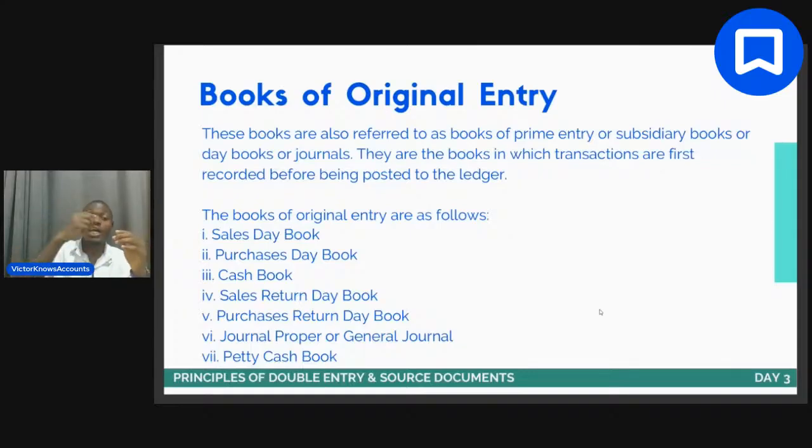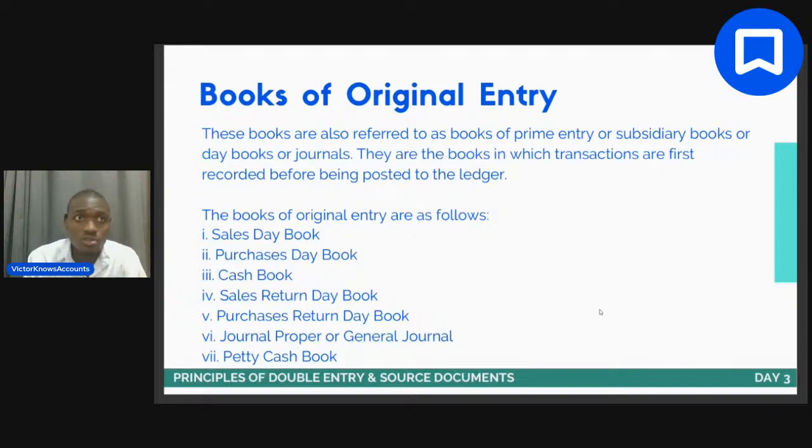Receipt. Whether receipts that were issued or receipts that were received. Because receipt is an evidence of what? An evidence of payment. And whenever payment is made, it has to show in the cash book.